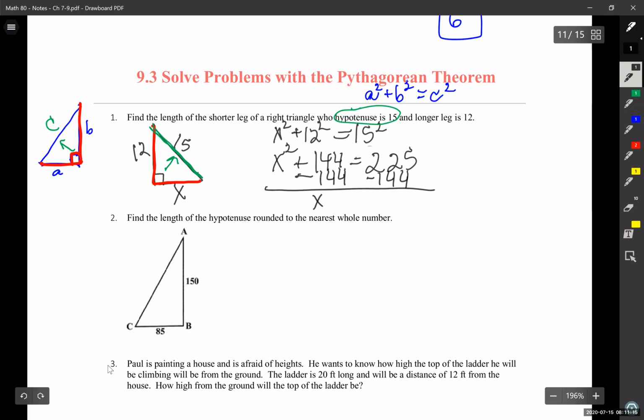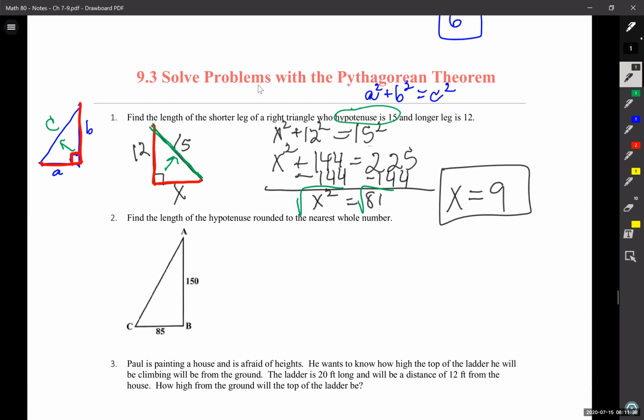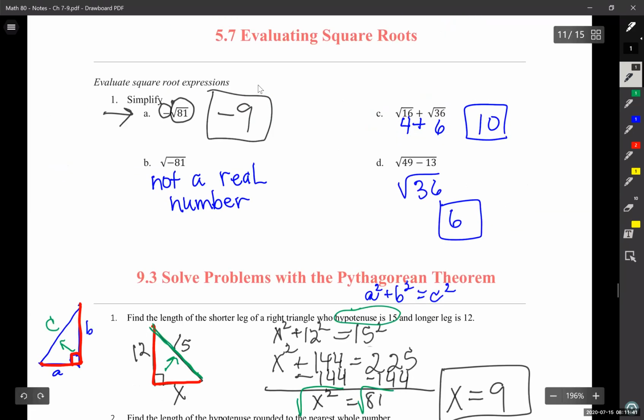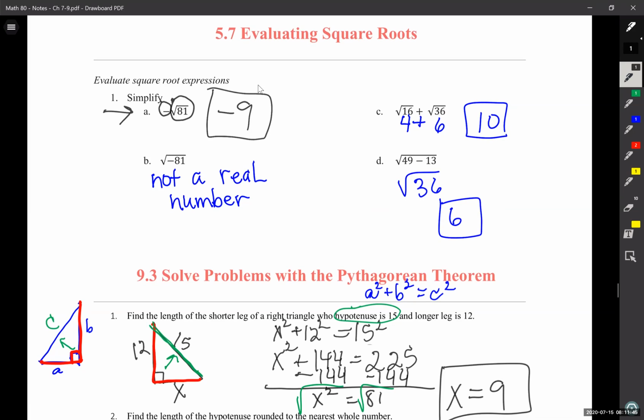And I get x squared equals 81. And so to finish out that problem, we need to take the square root of both sides, because if x squared is 81, we want to know what x equals. So x equals 9. And again, I just put that square root in my calculator, or we just did that pretty much right there on problem 1 just a few minutes ago. So either way.